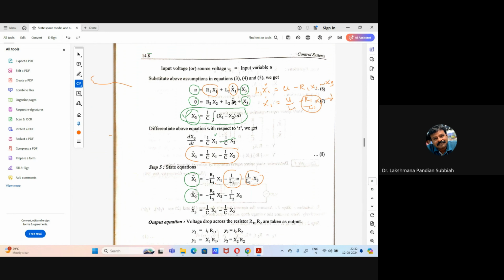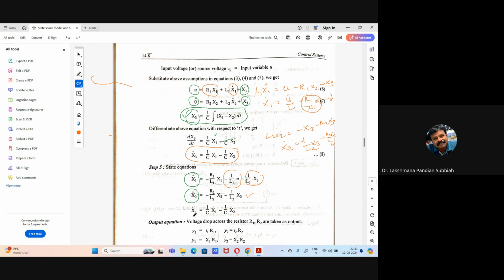Similarly for x2, we put L2 x2 dot equals minus x3 minus R2 x2. Then x2 dot equals minus 1 by L2 x3 minus R2 by L2 x2. So that is this equation, and the x3 equation is here.